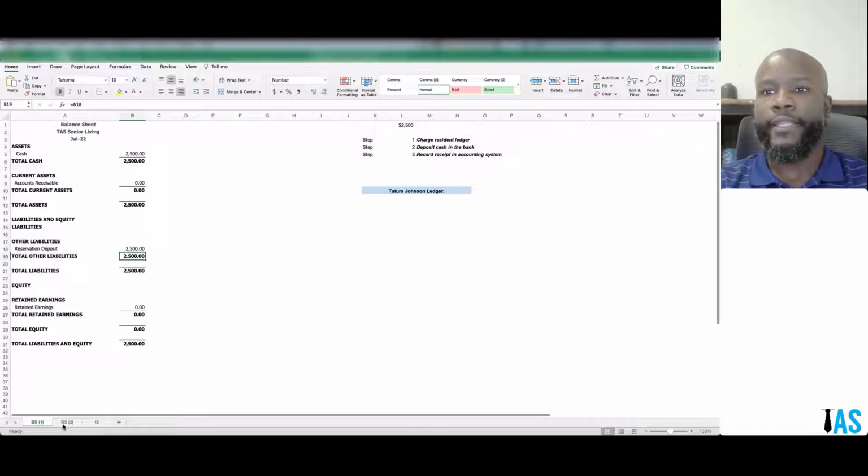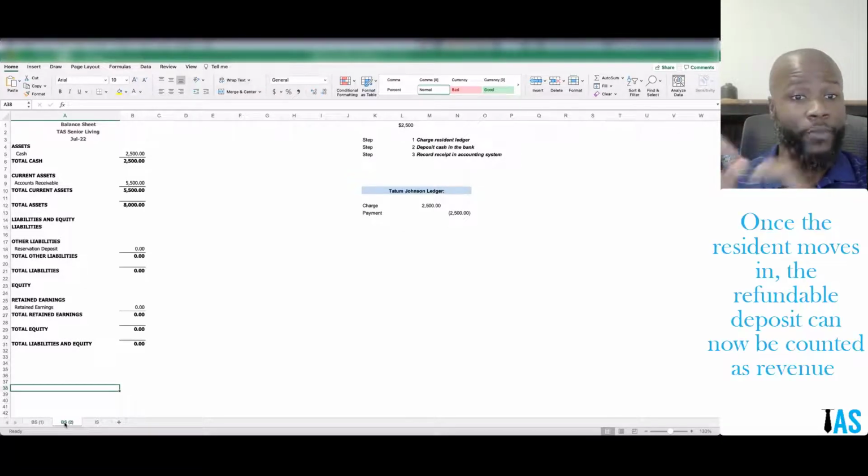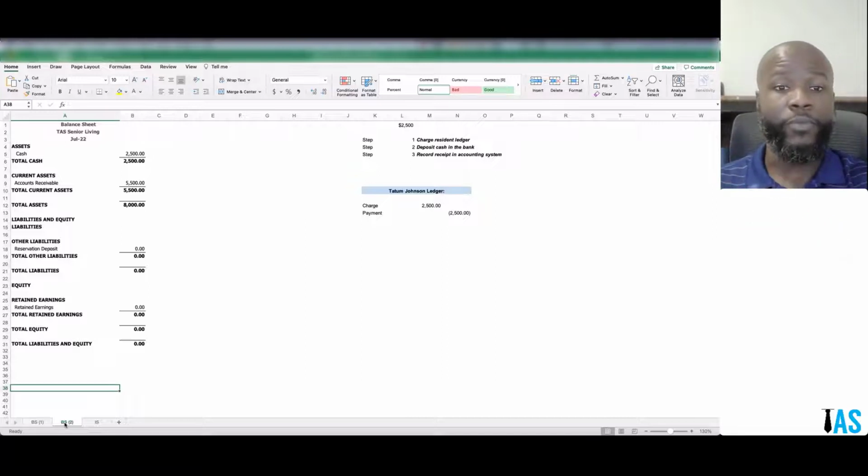So then we say, all right, well, when it's time to move in, the relationship now involves the income statement. So from the balance sheet, from just a reservation, now we get into the income statement when they move in, because once they move in, that refundable deposit can be counted as revenue because it's not really refundable anymore. So now we can say, all right, let's move that over and recognize that community fee income. But then there are also some more charges that we have to do because they're in the building now. So now we have to build the residence and all that stuff.